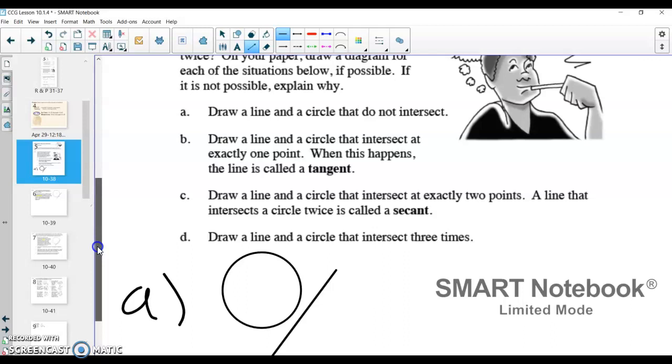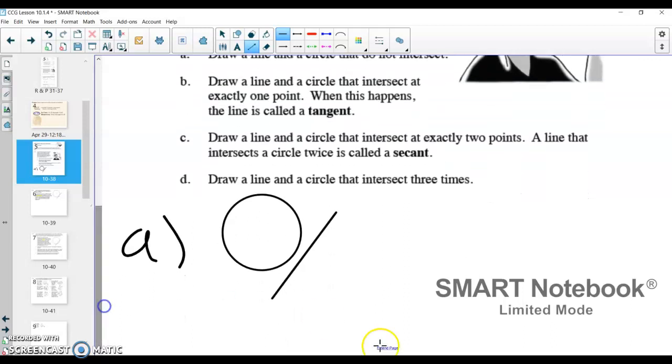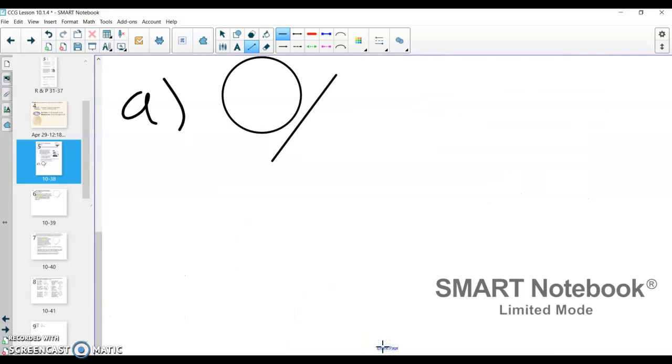And this is just going to lead us into no intersection, one intersection, two intersections, three intersections. And so what we're doing next for part B is to do something similar, draw a line and a circle that intersects at exactly one point. If we're able to do this, this is what we call a tangent line to a circle. So let's do that so we can actually see what a tangent line will look like for us. And so we go make another circle here.